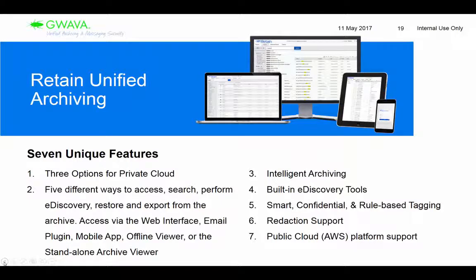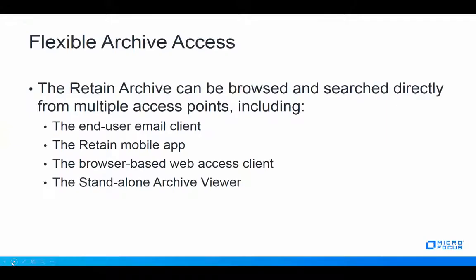Let's see, we've got tagging. So there's smart, confidential, and rule-based tagging for messages. And then there are different ways, if you're going to the cloud: there's a private cloud, there's a partner cloud, and then it can also be done on a public cloud for the Retain archive. So that also is something that's different, that we have those options. So depending on your needs in the cloud, we can fulfill that.